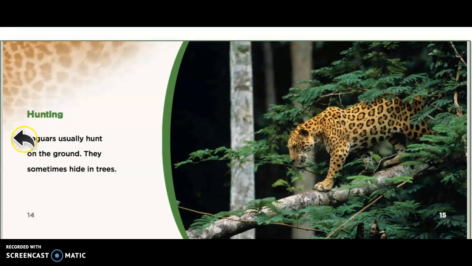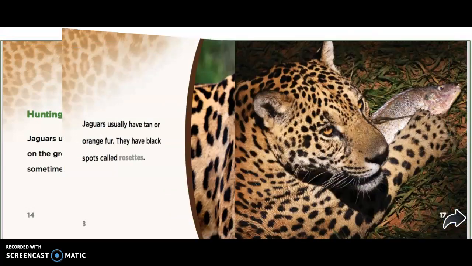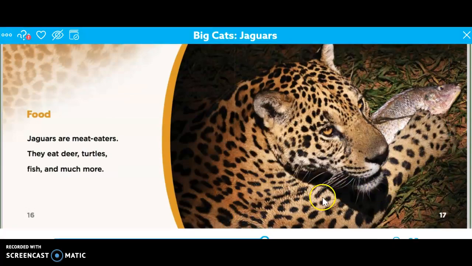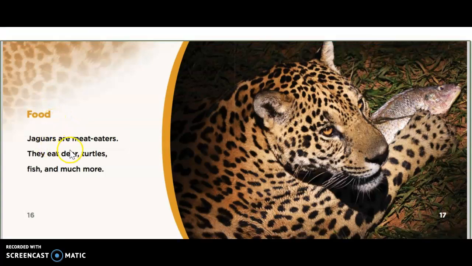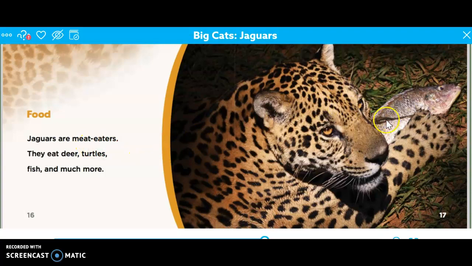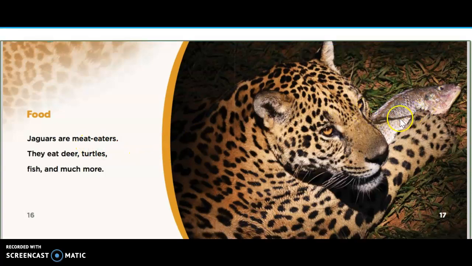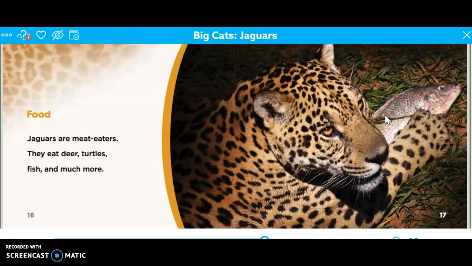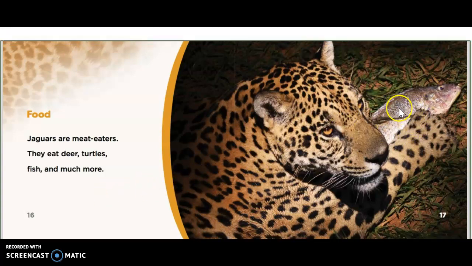Here's another topic, hunting. Jaguars usually hunt on the ground. They sometimes hide in trees. Here's another topic, food. Jaguars are meat eaters. Look at him eating that fish. They eat deer, turtles, fish, and more. So he's eating fish right here.